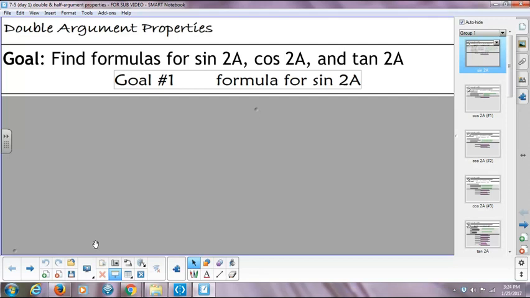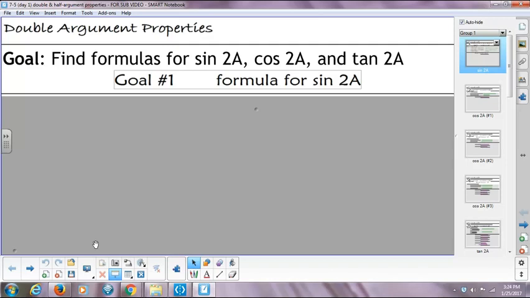Everyone needs to get out their notes and turn to page 19. I'll wait a second if you haven't already done that. We're going to learn two more sets of properties today. The first set's called the double argument properties, and the second set is called the half argument properties.